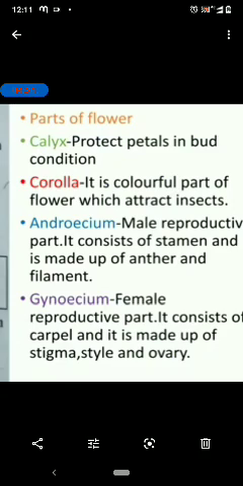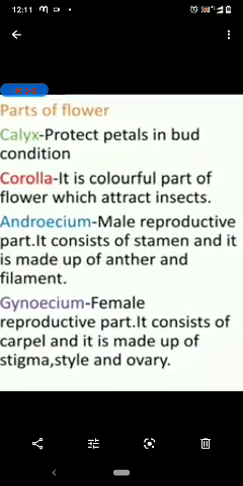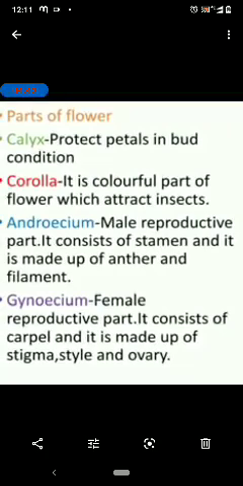Next, we are going to take a short review of androecium and gynoecium. Again in further slides I will explain this in detail. Next we have androecium and gynoecium. Androecium is the male reproductive part. It consists of stamen and it is made up of anther and filament. That I am going to show in detail with the slides.